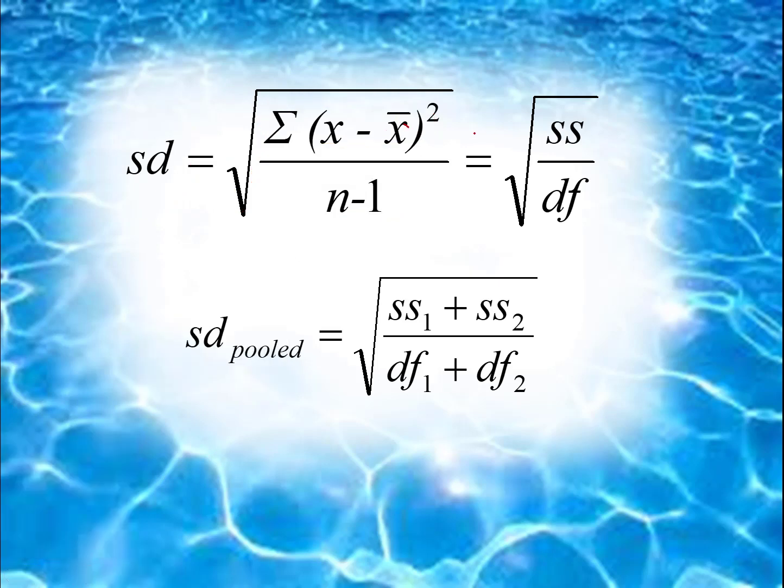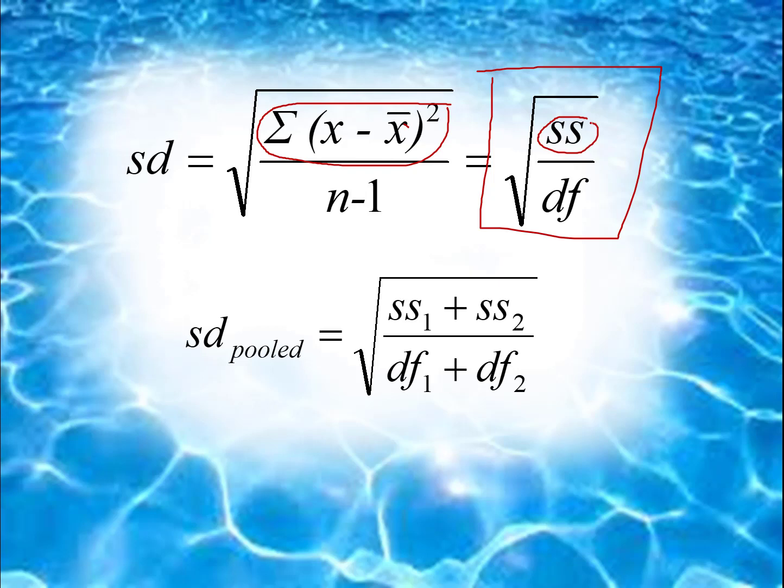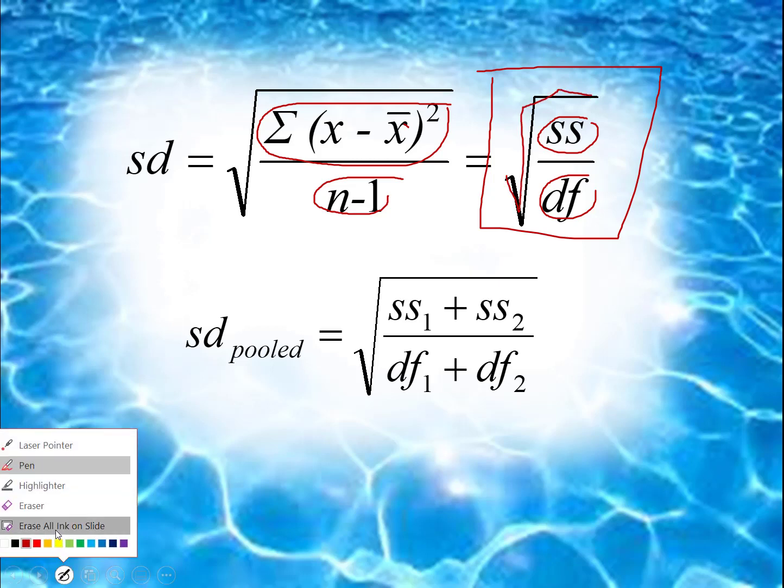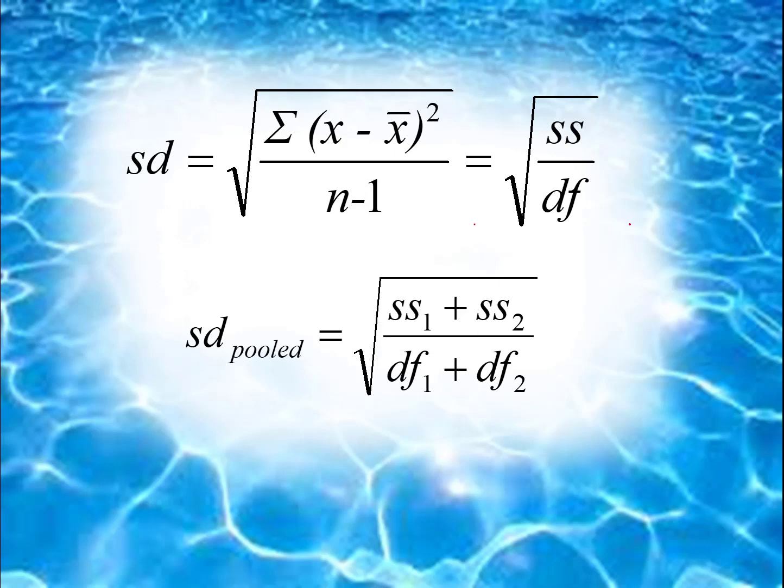And then right next to that, over here, I've just simplified that formula. Rather than writing sum of x minus x bar squared, I just write SS for sum of squares. And rather than writing n minus 1, I write df for degrees of freedom. So I can simplify my formula by simply saying the standard deviation is the square root of SS divided by df. That is, take the square root of the sum of squares divided by the degrees of freedom. And with that information, we can now use that format and calculate our pooled standard deviation.